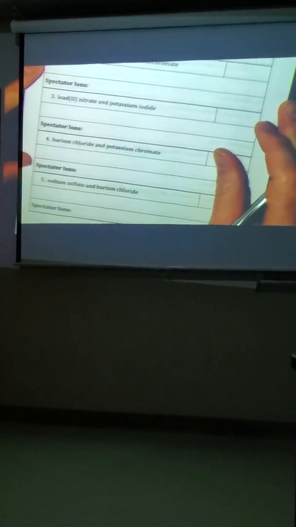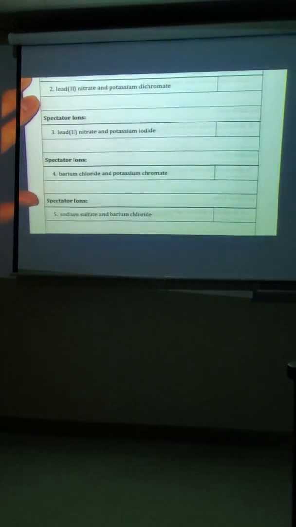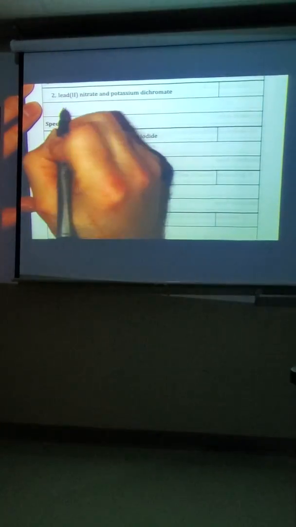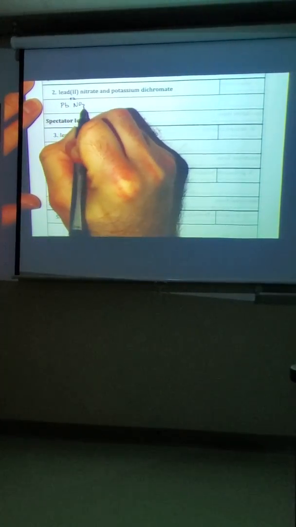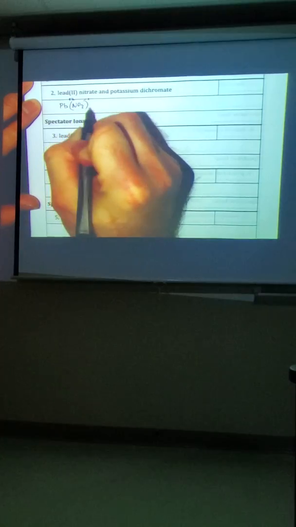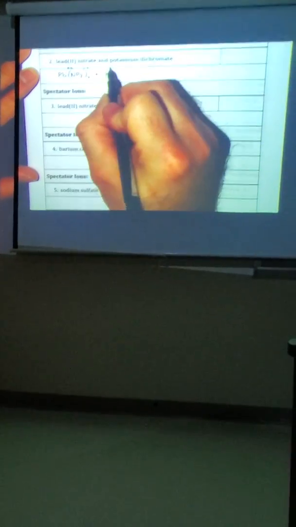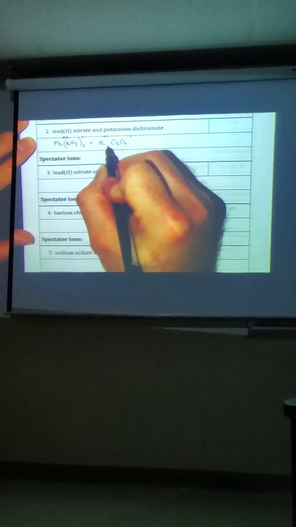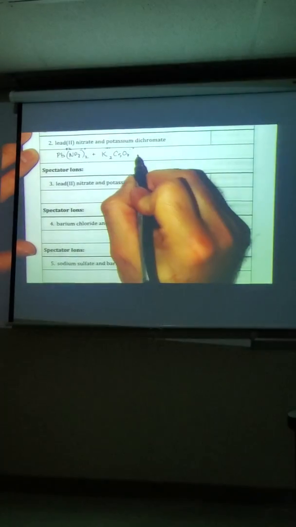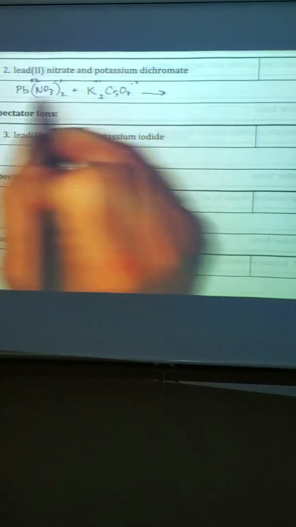So as we do this, just remember a lot of those answers were on the bottles from the lab itself. So I think we did number 1 together before. So let's do number 2. This is lead 2. So lead with a +2, nitrate with a -1, across the 1, across the 2. We have potassium, +1. We have dichromate, which is Cr2O7, -2, so cross that 2 over, that 1 over. Lead and potassium are positive, so switch them.